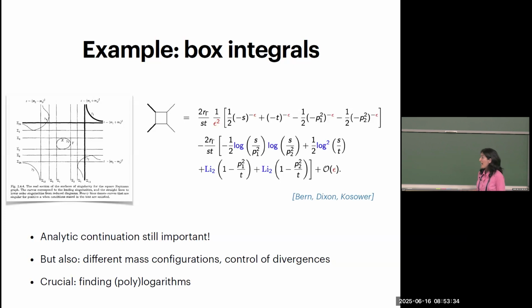A comment to make here is analytic continuation. The sort of thing they're doing in the analytic S matrix is still important to us. We still want to understand how to do that. But we're also interested in different mass configurations. We have a particular interest in massless particles being part of our theory. We want to control divergences explicitly that arise from having massless particles. And a crucial part of the story recently, and a stepping stone for going forward, is understanding polylogarithms, as we see here.